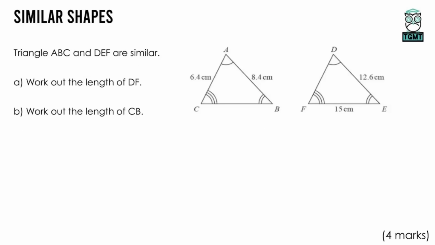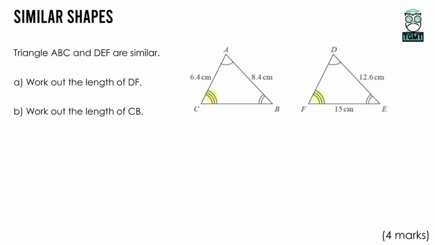Now, when we are looking at similar shapes, when you see that word similar, it means that one shape is an enlargement of the other. Now here, both of the shapes are drawn in the same orientation, and you can see that via these little bits that are labelled on the angles. It tells us that's the same angle as on the other diagram.